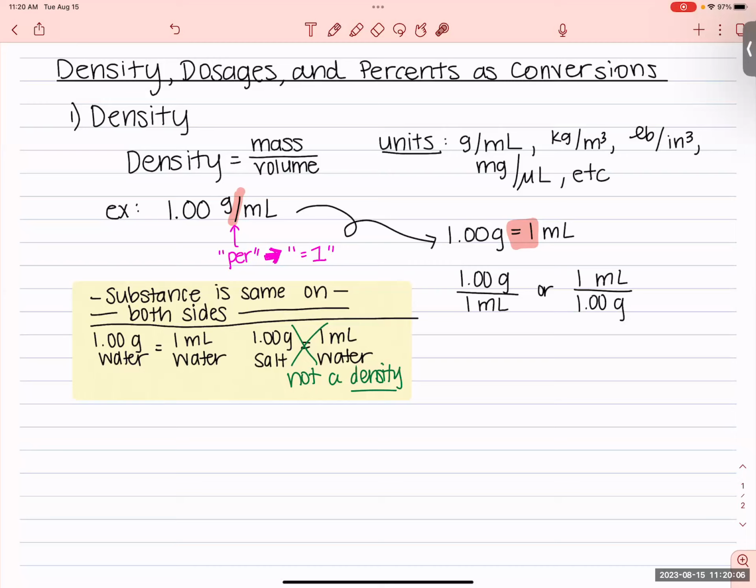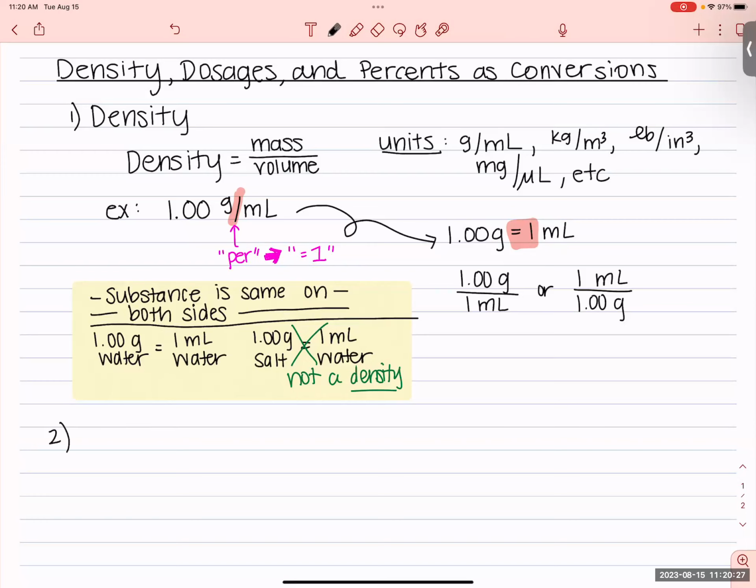So as soon as you ever see any slash between units like this, or if the question actually reads with the word per, that's a conversion factor. That is something you can use to convert between mass and volume or volume and mass. So we can use that as a conversion factor.